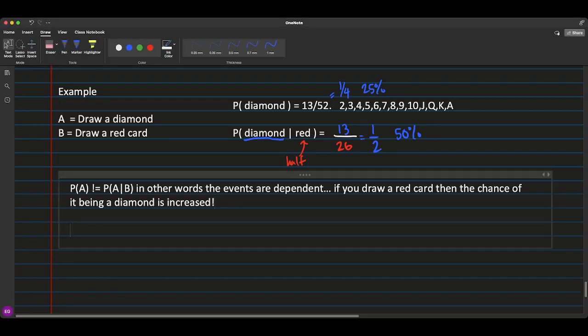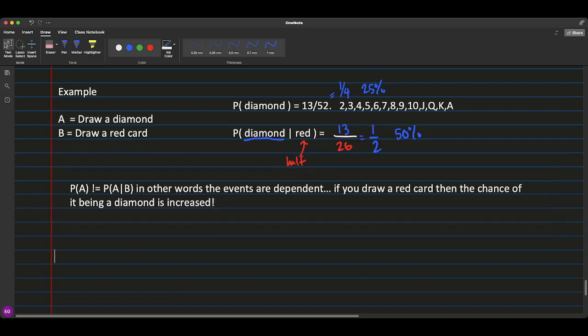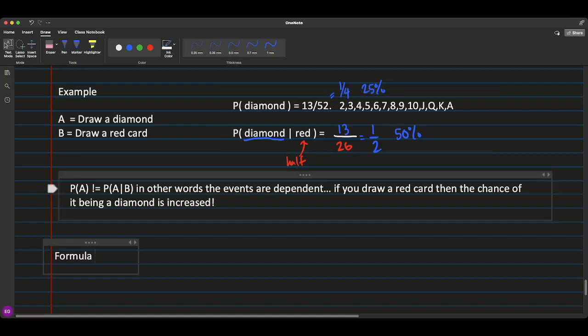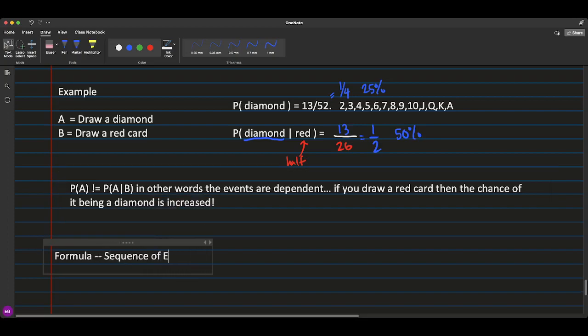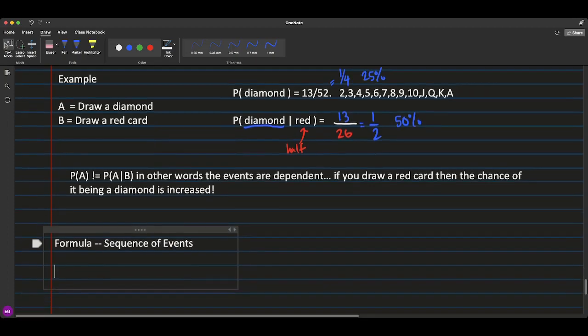Last example, we're going to talk about a formula. Remember I talked earlier about how you can think of this as a sequence of events. For this one, if someone draws a card for you and it's a red card, then what's the chance that it's a diamond? You can think of that as one event and then the next event. So let's talk about this as a formula for a sequence of events. The probability of A and B is equal to the probability of A times the probability of B given A.